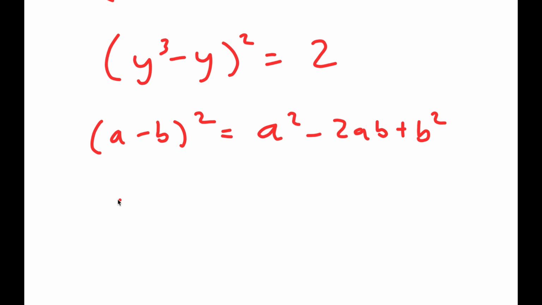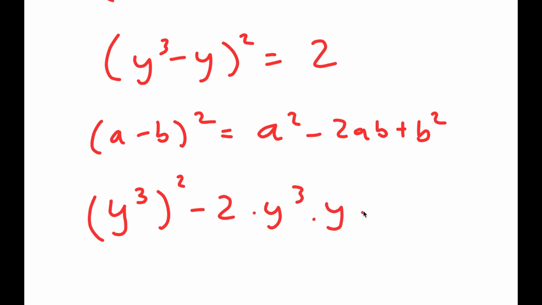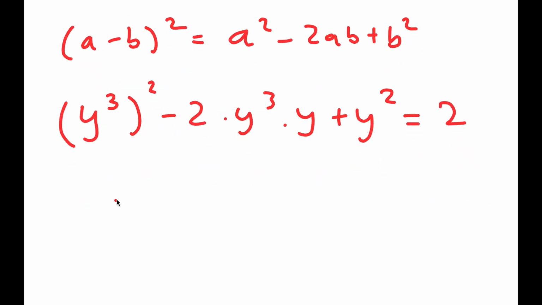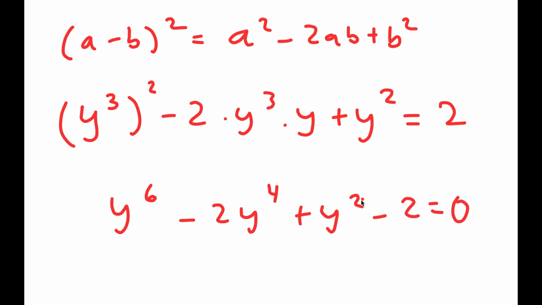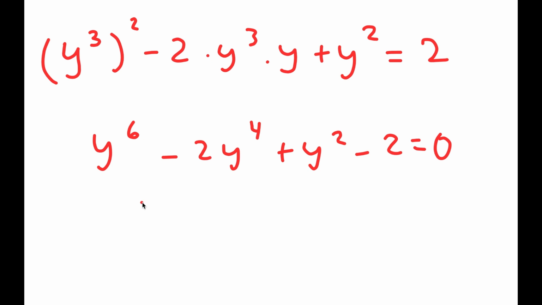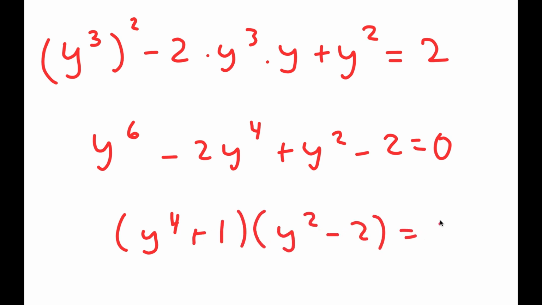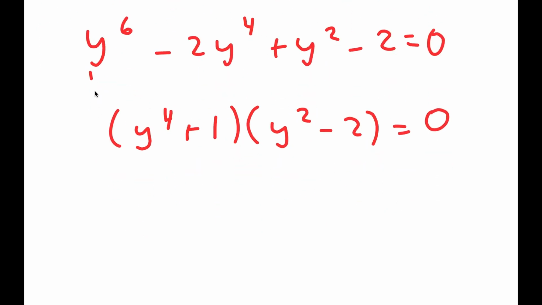So this is going to turn into y to the power of 3 to the power of 2 minus 2 times y to the power of 3 times y plus y squared. And this is equal to y to the power of 6 minus 2y to the power of 4 plus y squared minus 2 is equal to 0. Now from here, this turns into y to the power of 4 plus 1 times y squared minus 2 is equal to 0, because we just factored by grouping.